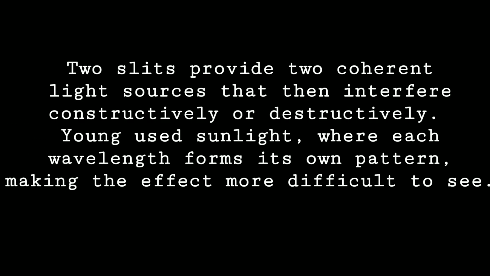Then, why did Young pass the light through a double slit? The answer to this question is that two slits provide two coherent light sources that then interfere constructively or destructively. Young used sunlight where each wavelength forms its own pattern, making the effect more difficult to see.